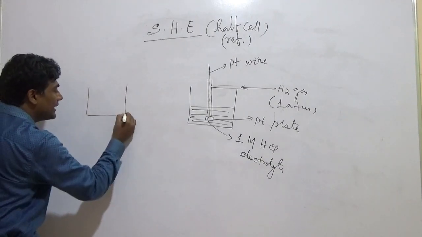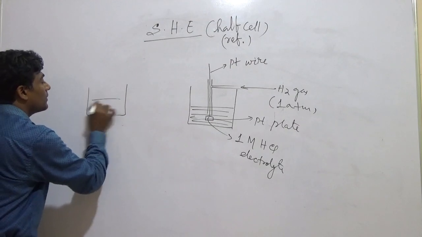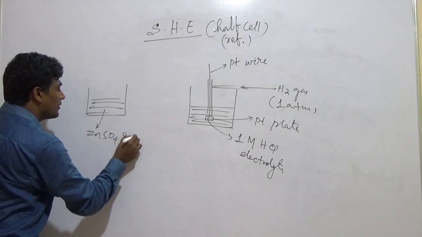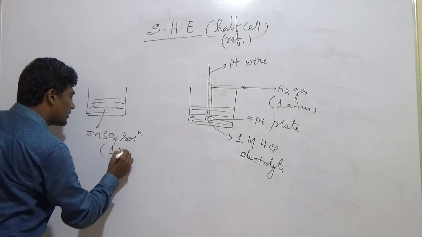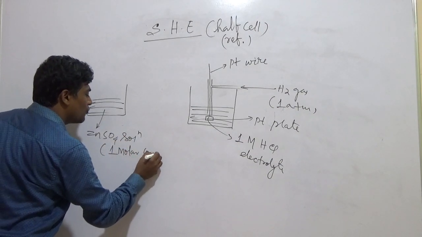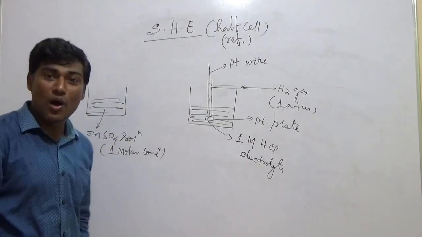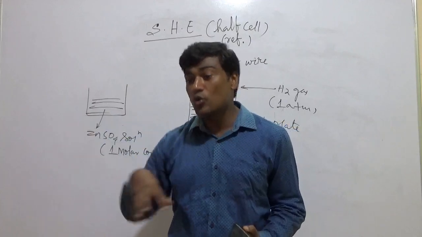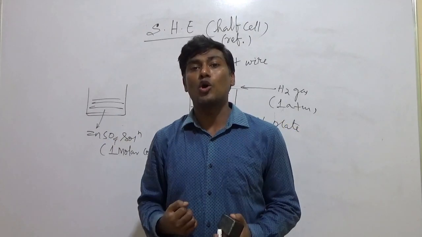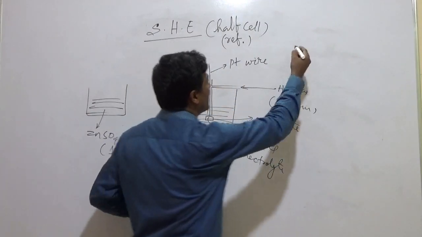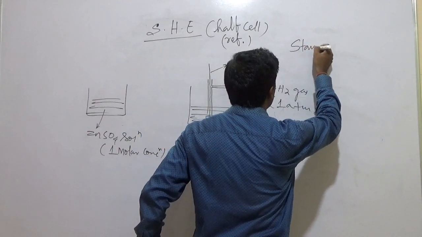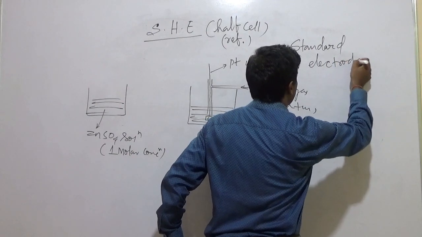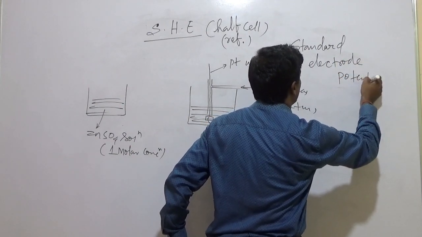Here, as we said, this is the zinc sulfate solution, and we should take 1 molar concentration. You see why we are taking 1 molar concentration. As we said, for the electrode potential, there is another term: standard electrode potential. Electrode potential to standard electrode potential.